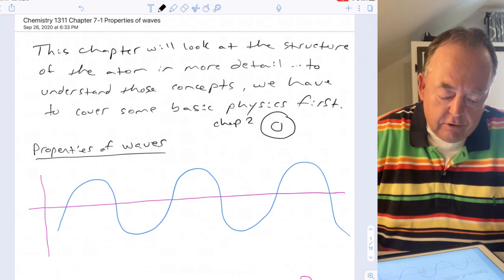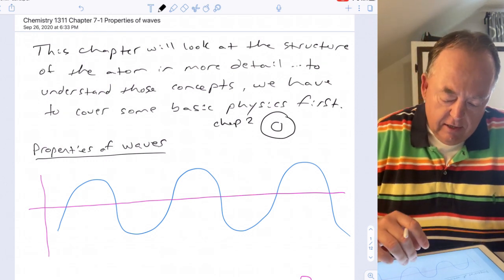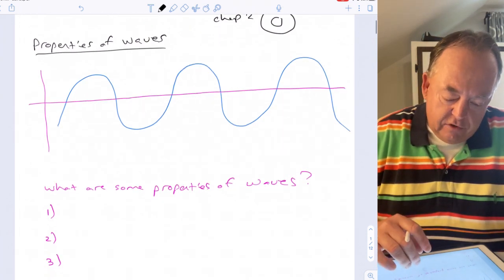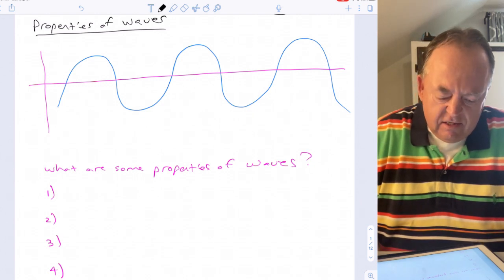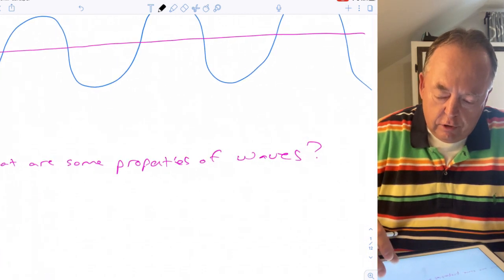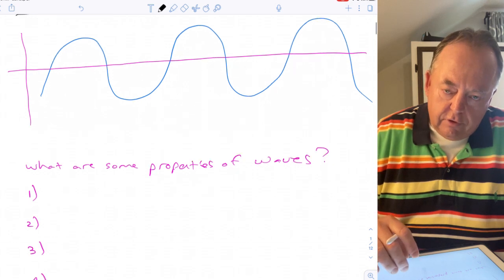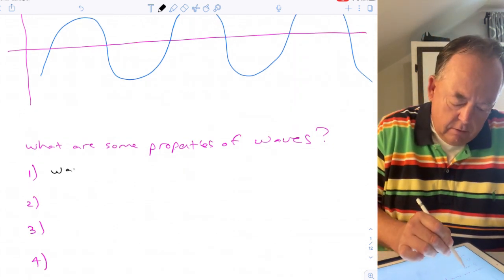And so in order to understand the content in this chapter, we had to cover some basic physics first, particularly the physics of waves. So if we have a wave, what are some of the basic properties of waves that you may know? If you've had a science class, physics class in high school, then surely you've covered some basic properties of waves before. So some fundamental properties of waves would be a wavelength.